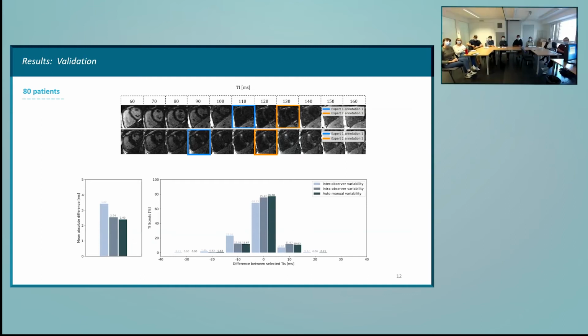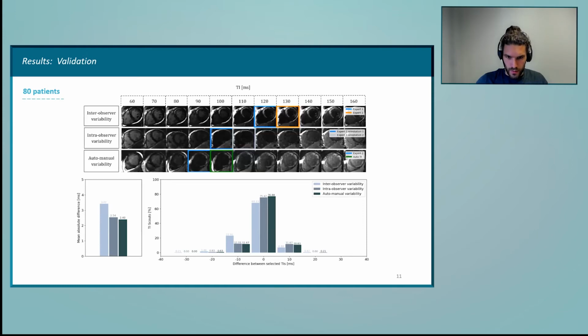Thanks. My question is a bit related to what we discussed before. With your Scout images, you are not really measuring the T1 recovery, but more like an apparent T1, an apparent T1 recovery. So how does that translate for the acquisition after that, for the inversion time? Sorry, I'm not sure I understand the question.